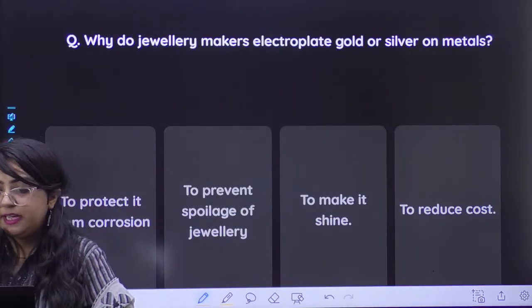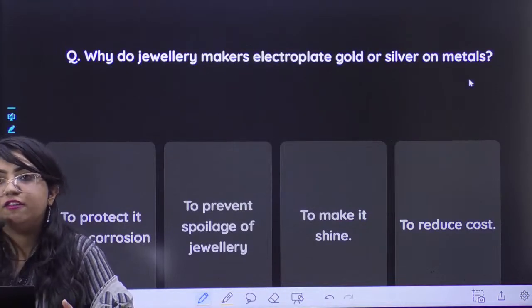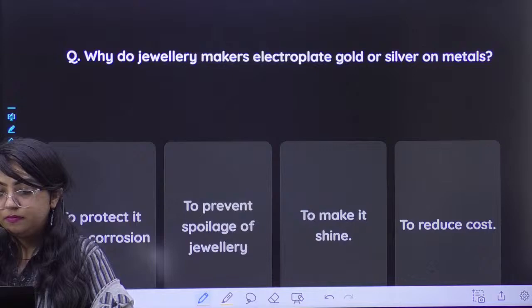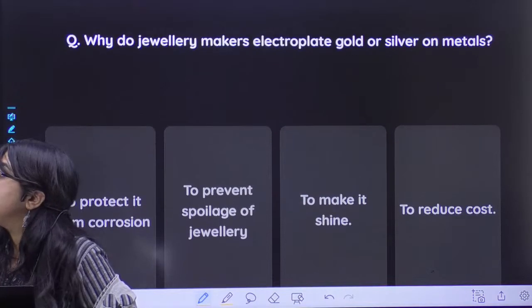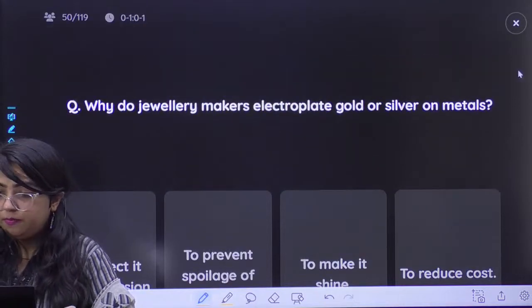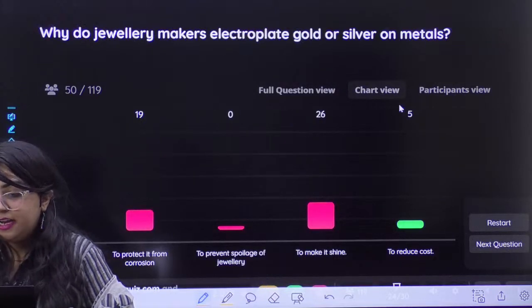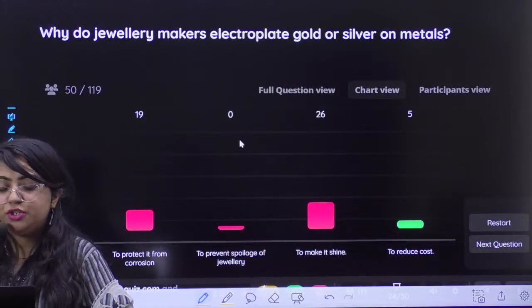Please answer quickly. Why is there a need to electroplate gold and silver over metals? Let's check its answer now. The correct option for this is to reduce the cost.